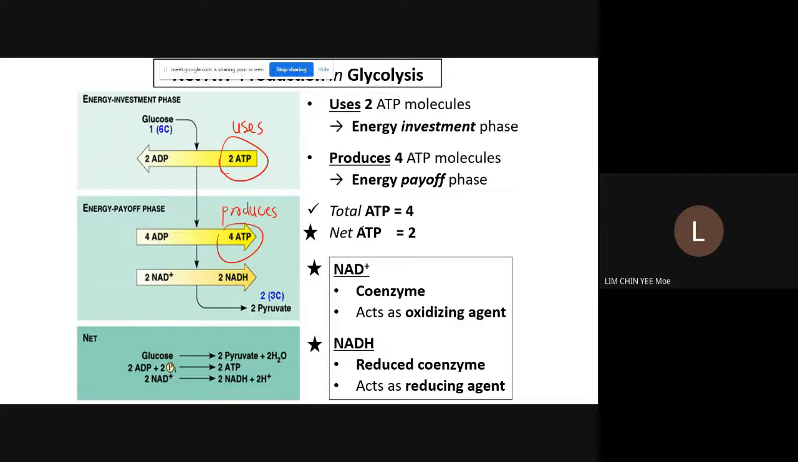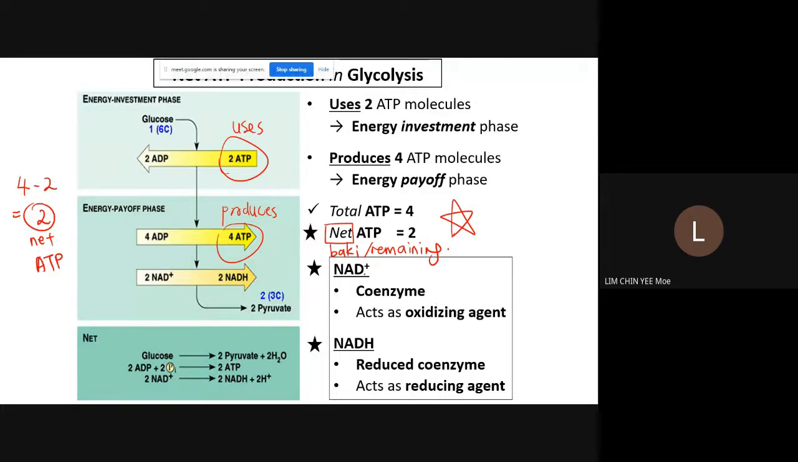Baki. Kalau siapa-siapa tak faham apa tu net, tulis dekat nota. Baki, the remaining. The remaining ATP that I got is 2. Sebab sini guna 2, sini produce 4. So 4 minus 2, I will get 2 net ATP. Ini sangat penting, selalu tanya dalam exam. And what else do you need to know?